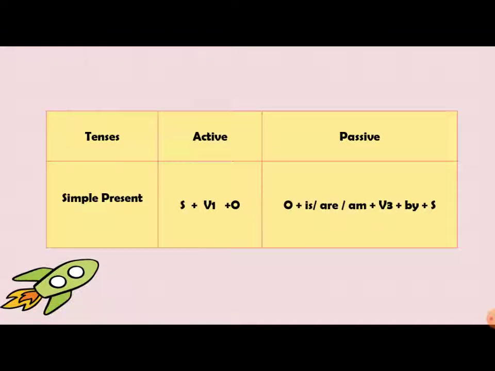In this video, we are going to concentrate only on simple present tense. So we will solve the first 2 exercises of simple present tense. Active voice, what is the structure? Subject plus present form of the verb plus object. You have to change it into passive. It will become object plus is or am plus past participle form of the verb plus by plus subject.